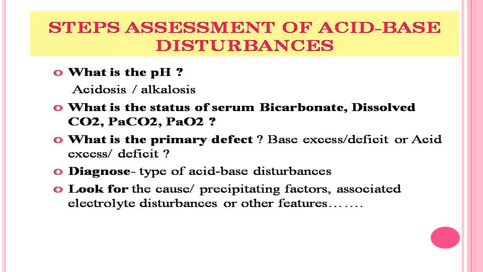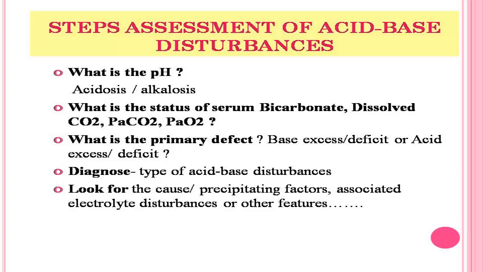Now I am again recapitulating the steps. First of all, look at the pH, then look at the serum bicarbonate, dissolved carbon dioxide, PaCO2, PaO2 level, and see what the primary defect is here: acid excess or acid deficit, base excess or base deficit. Third step, from this information, diagnose the type of acid base disturbance, and lastly look for any associated feature or the cause or the precipitating factor of these disturbances or any electrolyte disturbances if present. This is the step of assessment.